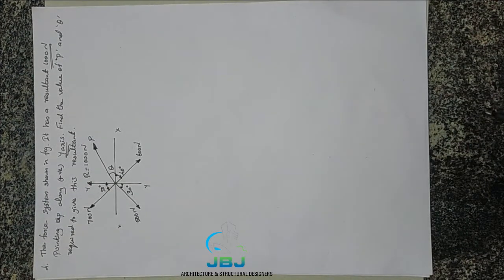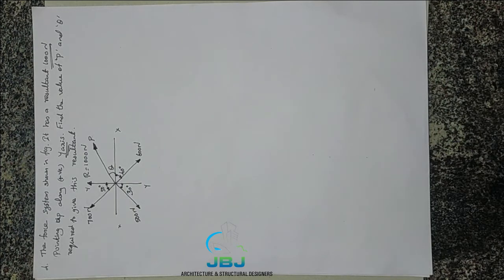Hi students, this is the fourth problem of the first unit. The problem is: the force system shown in the figure has a resultant of 1000 Newton pointing up along the positive y-axis. Find the value of P and theta required to give this resultant.